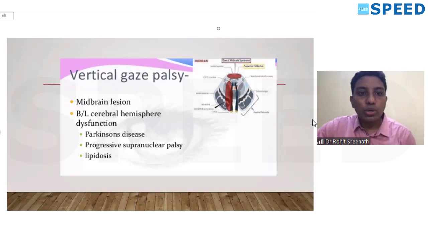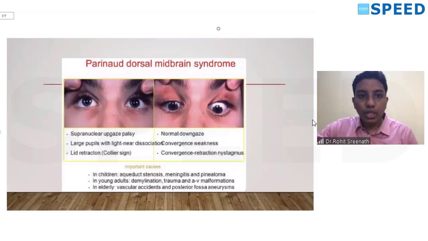Okay, so next we have to know about the vertical gaze palsy. Vertical gaze palsy can be caused by any midbrain tumor. It can be caused by Parkinsonism. It can be caused by progressive supranuclear palsy and lipoidosis. Okay, so we'll mainly discuss about the Parinaud syndrome. Parinaud syndrome is the dorsal midbrain syndrome which has a supranuclear palsy. The patient will have a supranuclear palsy.